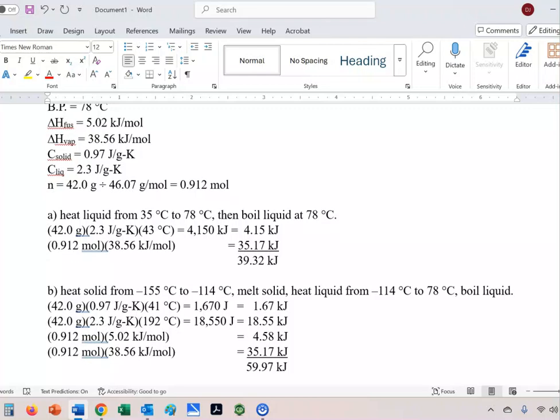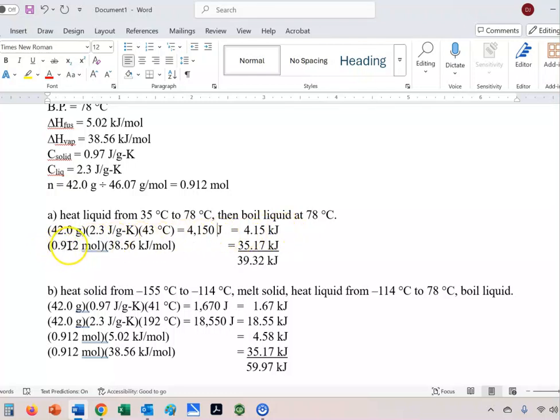Okay, the calculations. A is asking us to heat the liquid from 35 degrees Celsius to 78 degrees Celsius and then boil it at 78 degrees Celsius. So to heat it from 35 to 78 is an mcΔT. The mass is 42. Specific heat of the liquid 2.3. The delta T from 35 to 78 is 43 degrees Celsius. By the way, note that when you're talking about changes in temperature, degrees Celsius and kelvins are the same, so we can use these units interchangeably. So for that heating of the liquid, you get 4,150 joules, which is equal to 4.15 kilojoules.